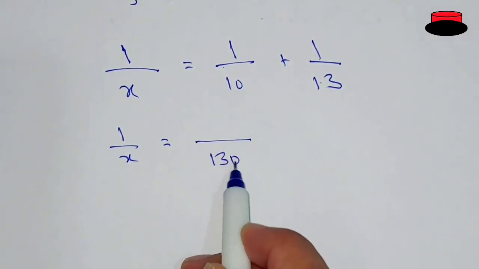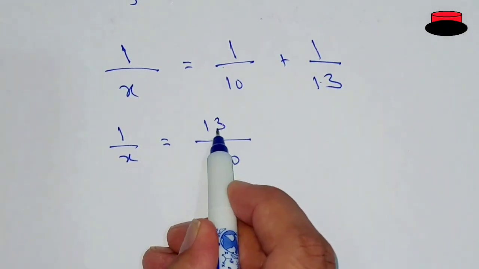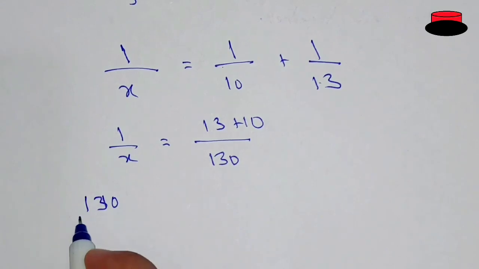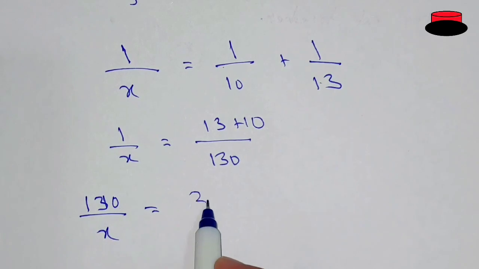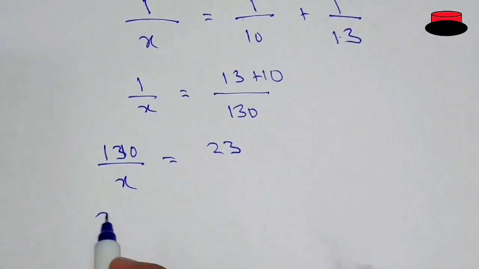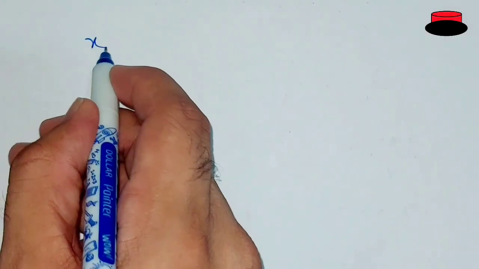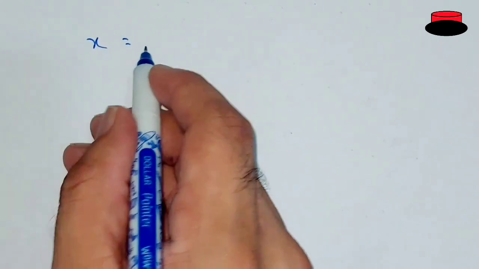Now here we have 1 divided by x equal to, the LCM of 10 and 13 will be 130, so we have (13 plus 10) divided by 130. Now by cross multiplication, 130 divided by x equals 23. So we have 23x equal to 130.